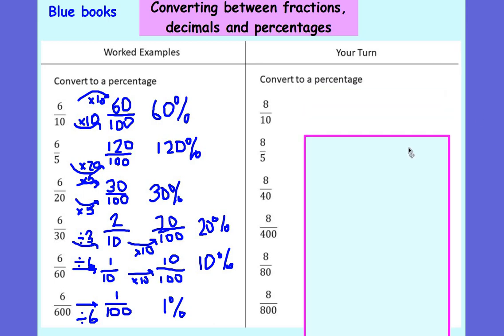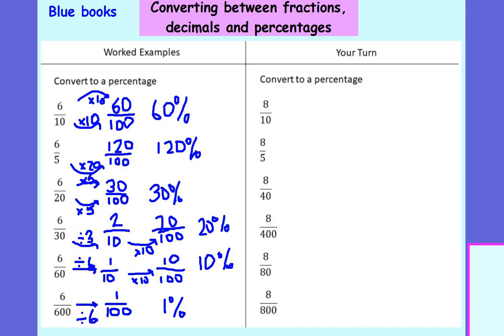Okay, let's go through some answers. I've got 8/10. I'm going to multiply top and bottom by 10. This is a nice easy one. We should have got 80 out of 100, which would give me 80%. Now for the second one, again, we've got a fraction over 1, so we know it's going to be over 100%. We're going to multiply top and bottom by 20, which will give me 160 out of 100, or 160%.